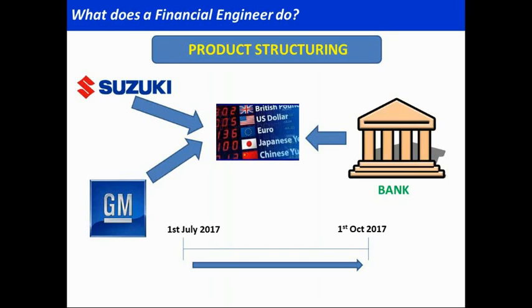Now, one of the jobs of a financial engineer is to structure these kind of products and also value them. What is the proper value at which the bank should sell the contract, sell the agreement to the corporates? So that's where a lot of mathematics and statistics comes in to determine the proper price of the product that the bank will sell.